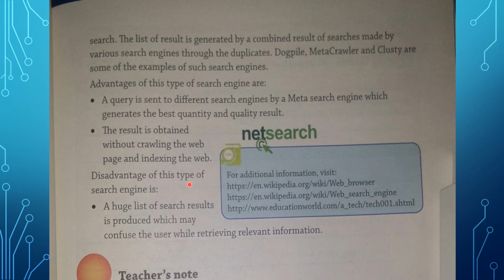Now the disadvantage of meta search engines: a huge list of search results is produced, which may confuse the user while retrieving relevant information. Whenever you search using meta search engines, the user gets confused by the lists of various information. Sometimes it is very confusing to understand which one is the correct information. This is the greatest disadvantage of meta search engines.